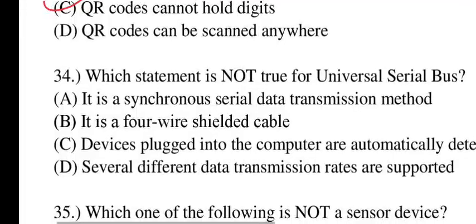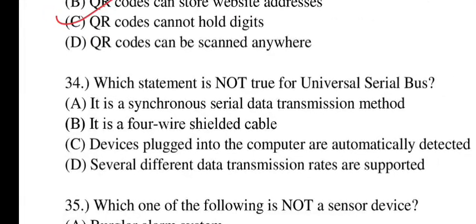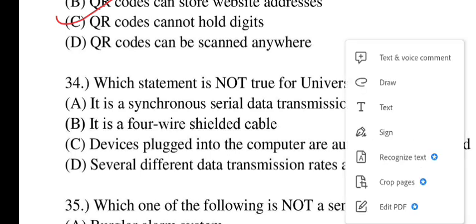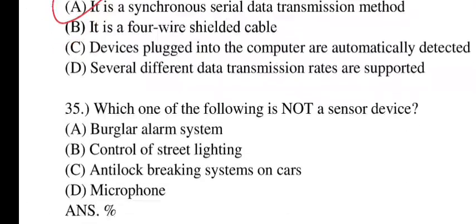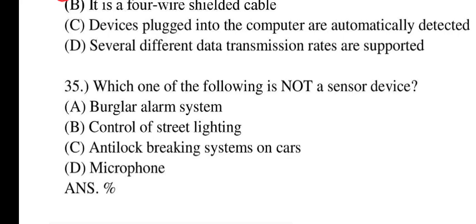34 says, which statement is not true for universal serial bus? In short, USB, which you often use. A, it is a synchronous serial data transmission method. B, it is a 4-wire shielded cable. C, devices plugged into the computer are automatically detected. D, several different data transmission rates are supported. 34, number A will be correct, it is a synchronous serial data transmission method. 34 done.